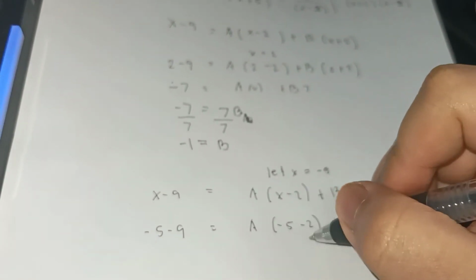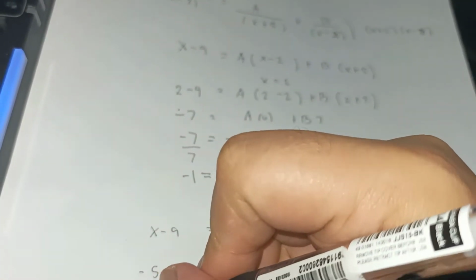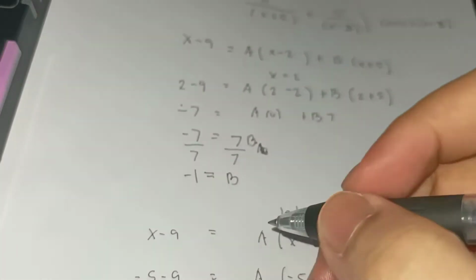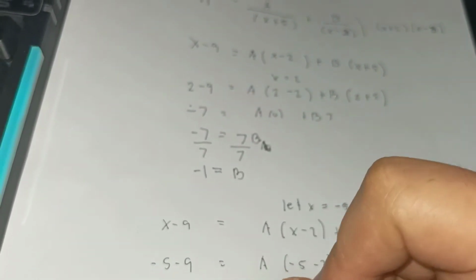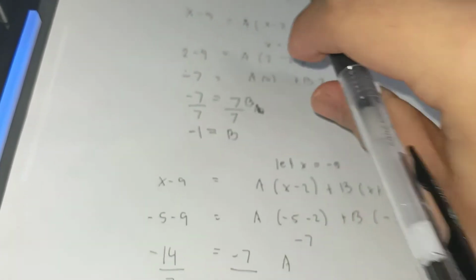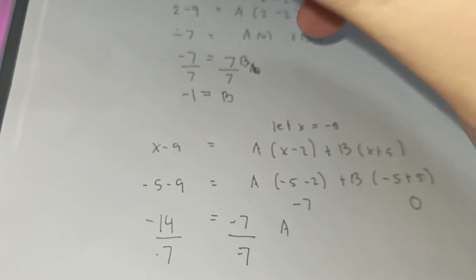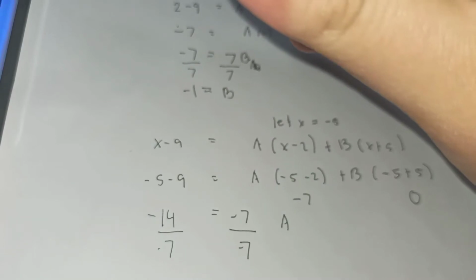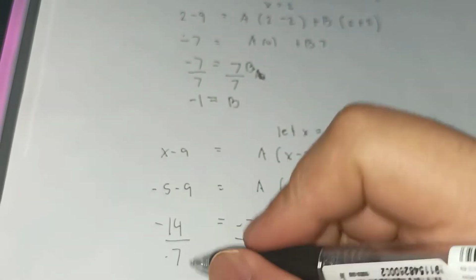That is 0, negative 7. Negative 5 minus 9 is negative 14. So we have here negative 7. You have to divide by negative 7 to get the A. So the answer will be 2. 2 will be A.